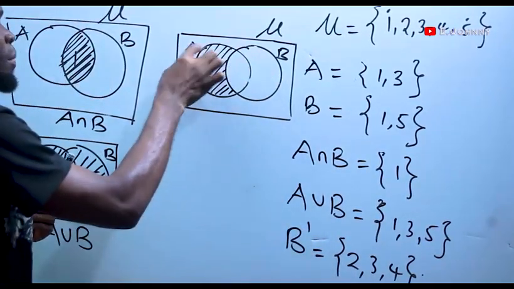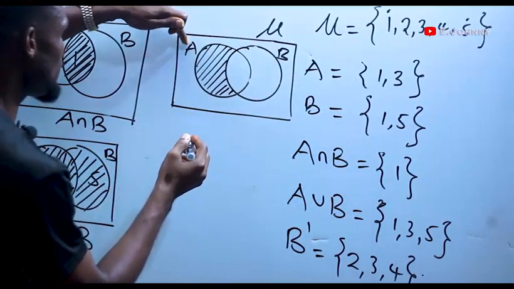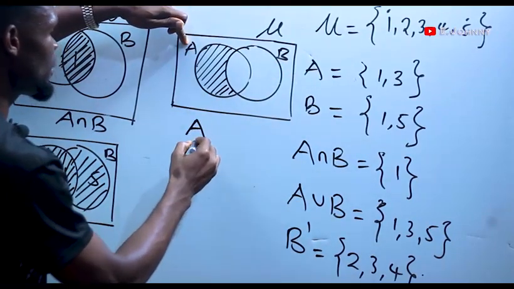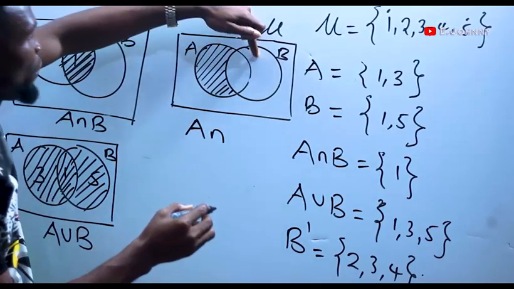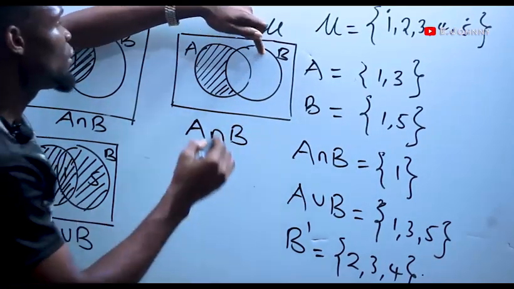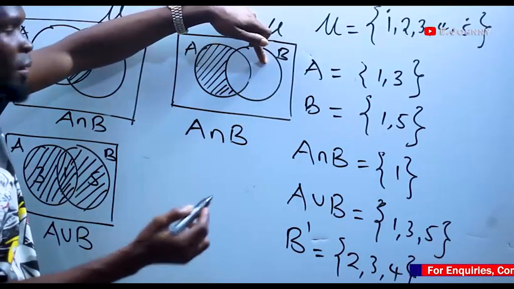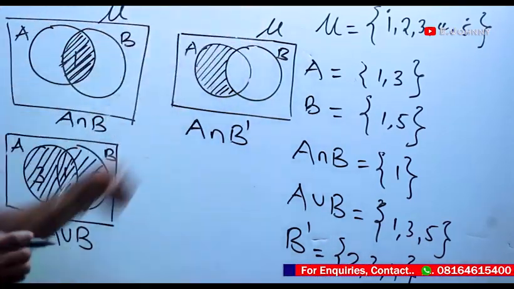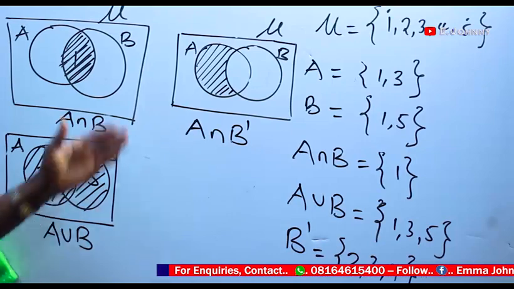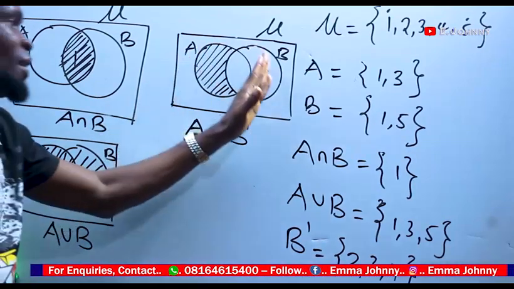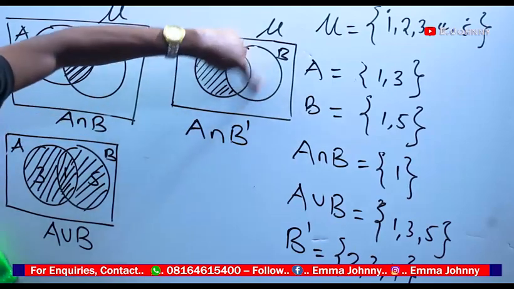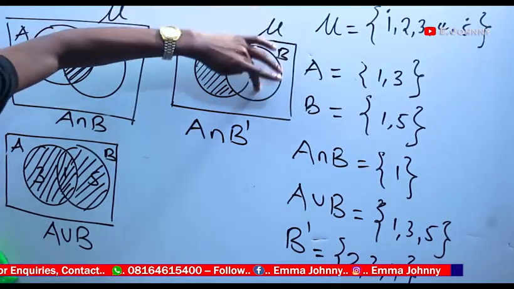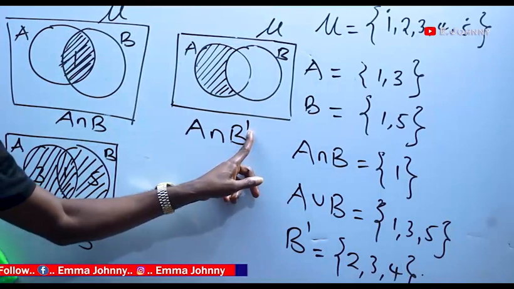So the relationship now between A and B is that A is a shaded region. Look at it. There's intersection between them. Now, is there element in B? No. Where are they? In B complement. So that's the relationship between set A and set B. A intersection B complement. No element there. So the elements that are not there are in B complement.